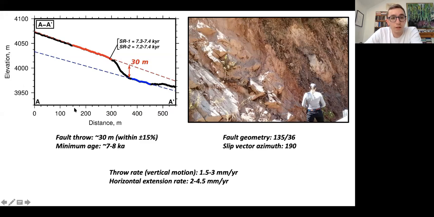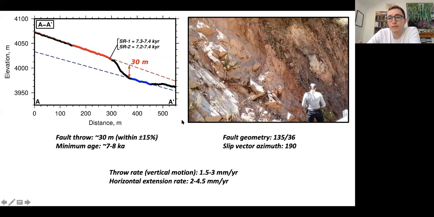So this on the left here is just a topography profile across this fan surface, from the uplifted footwall to the hanging wall. And you can find that it was vertically offset by 30 meters, and the bound on the age of the surface of this fan is about 7,000 to 8,000 years old.